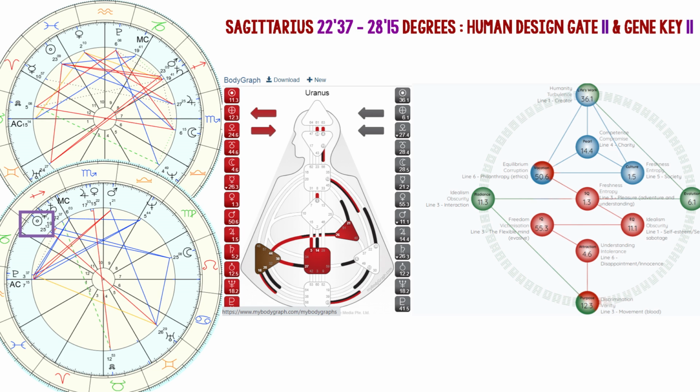So this is the unconscious natal chart. And you can see in the unconscious natal chart, the sun falls in Sagittarius, 22.37 degrees to 28.15 degrees, which is in correspondence with human design gate 11 and gene keys gate 11. So therefore, when we go to the human design body graph, we can see that the sun falls in gate 11. And then we have gene keys gate 11 under the radiance gene key.